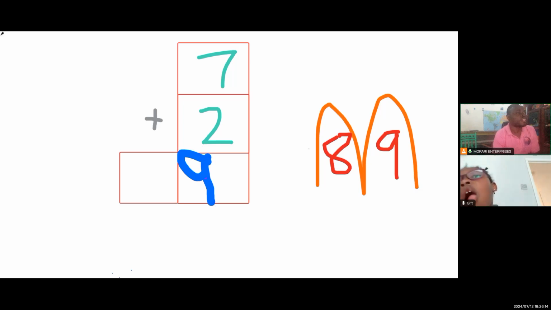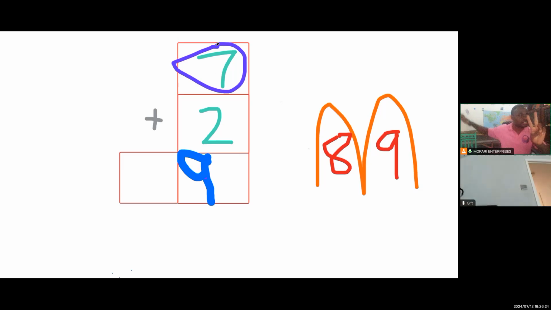So Miss Gift, the first number is in your pocket, okay? The first number 7 is in your pocket. And then your 2 is like this. So tap your pocket, say 7. Let's go. 7, 8, 9. 9.